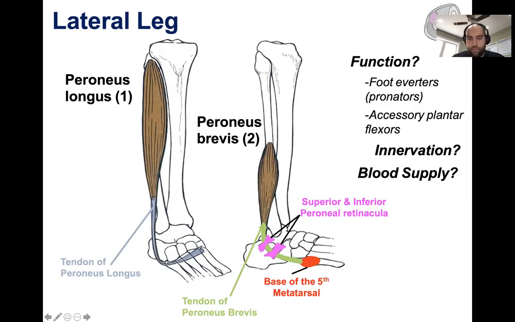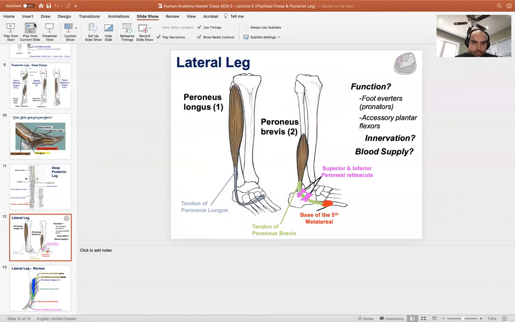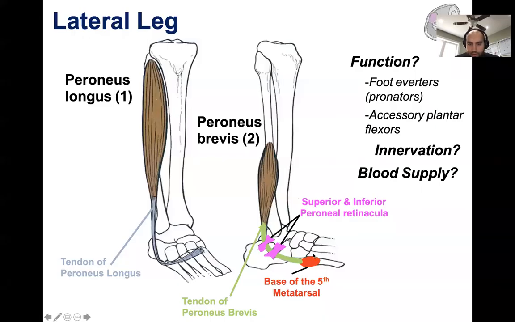So to give you an idea of where the Peroneus Brevis attaches to, I'll show you again. If you look at the diagram over here where my cursor is, there's that styloid process of the fifth metatarsal, and that's where that Peroneus Brevis tendon is attaching to. So right over here in the red.